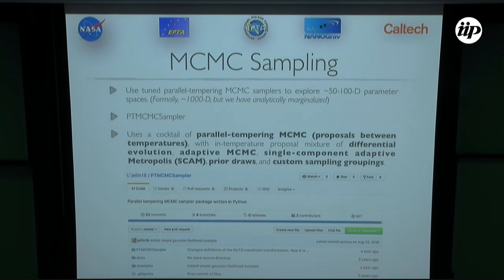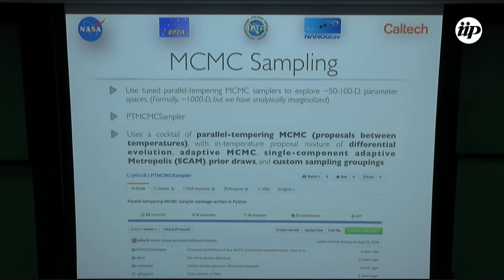And we also have custom sampling groupings. So we're not just sampling in the entire parameter space. If we know that there's some strong covariance between certain groups of parameters and we want to just vary those, then we take that into account. So these sampling groupings are based on our physical intuition of how the parameter space is covariant. And that makes things mix and explore a lot better.